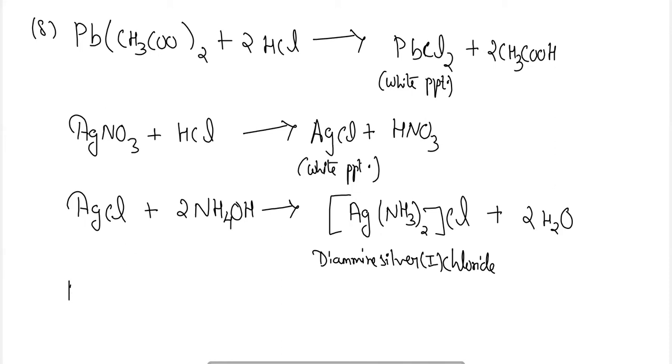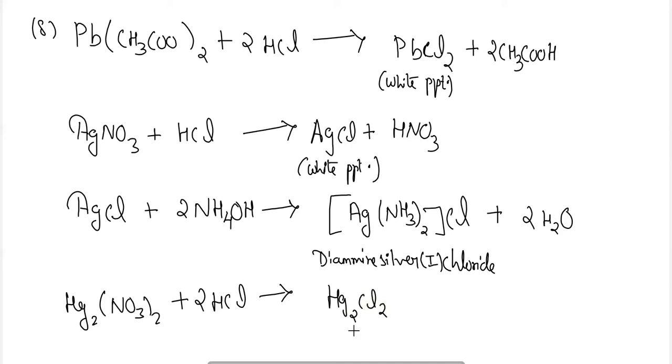With mercurous nitrate: it reacts with mercurous nitrate, that is Hg2(NO3)2, to form Hg2Cl2, a white precipitate, mercurous chloride, plus 2HNO3. So these were the reactions of HCl with different metal salts.